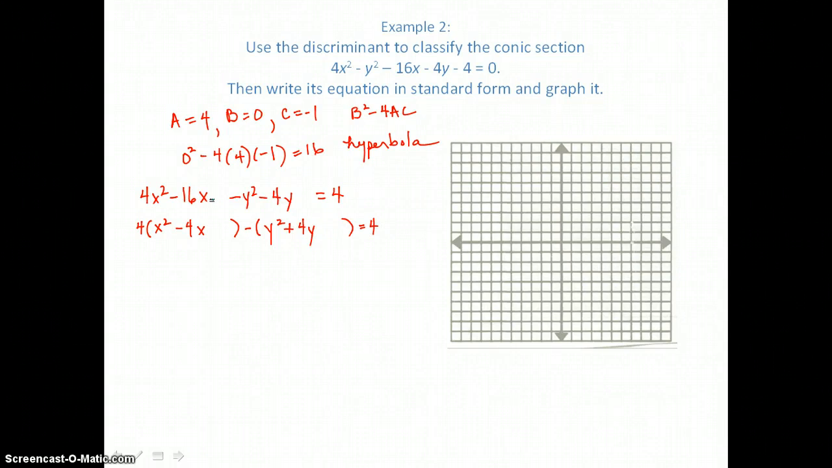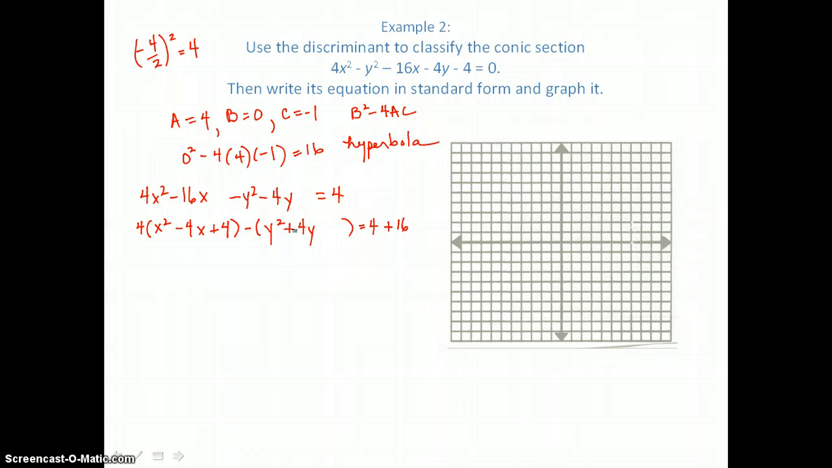And now to complete the square on x, I'll take negative 4, divide it by 2 and square it. So negative 2 squared is going to give me 4. Now I'm adding 4 inside parentheses, but remember I'm factoring 4 out of those terms, so 4 times 4 when I distribute is 16. I'm actually adding 16 to both sides of this equation.